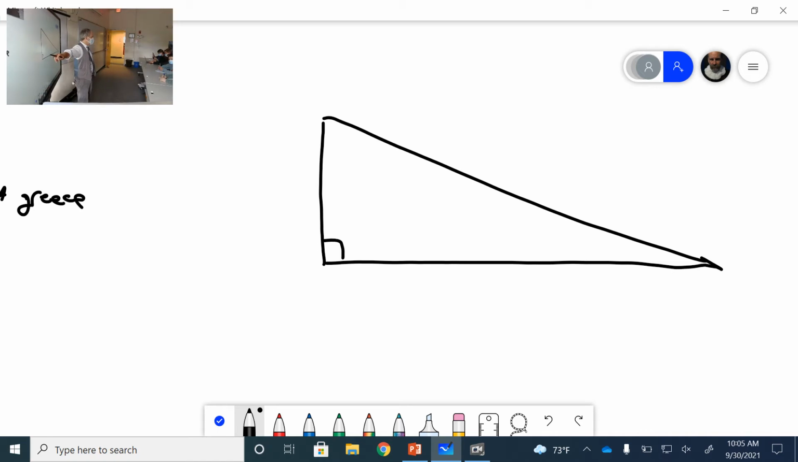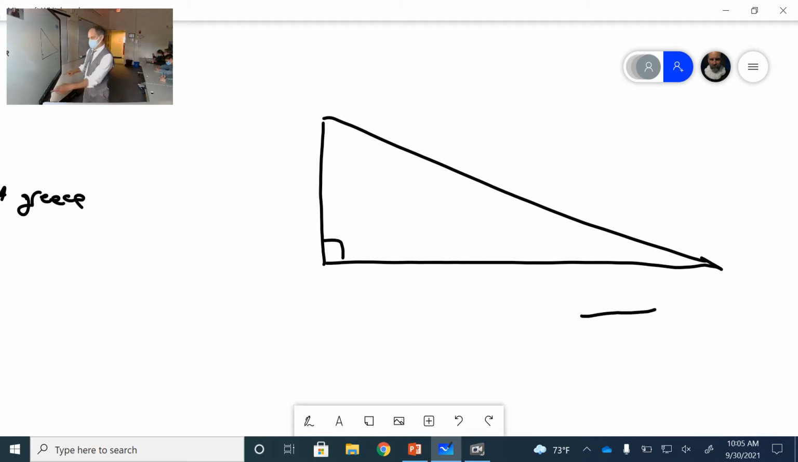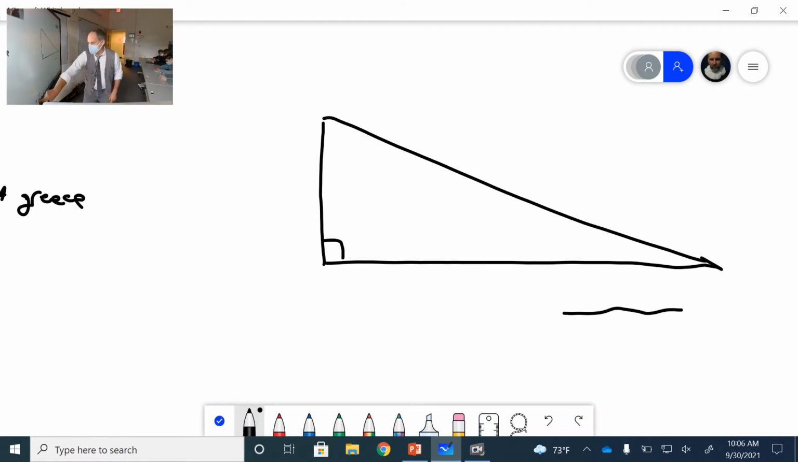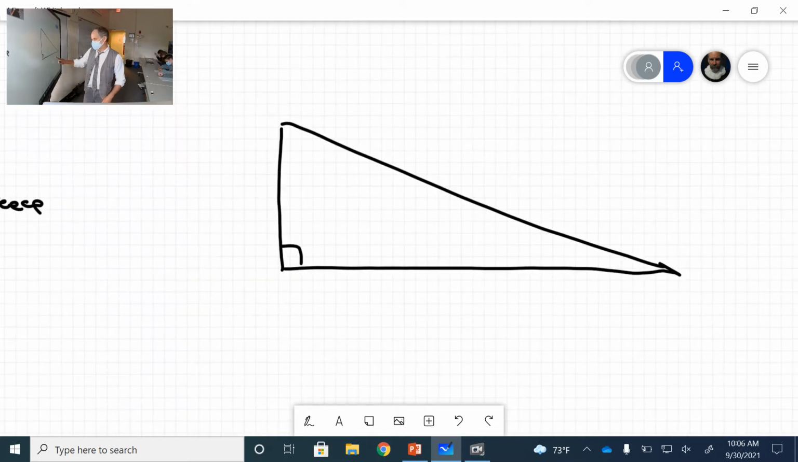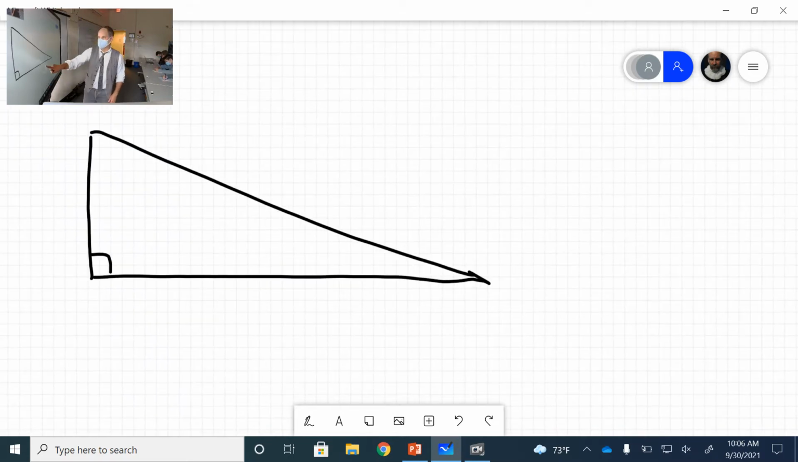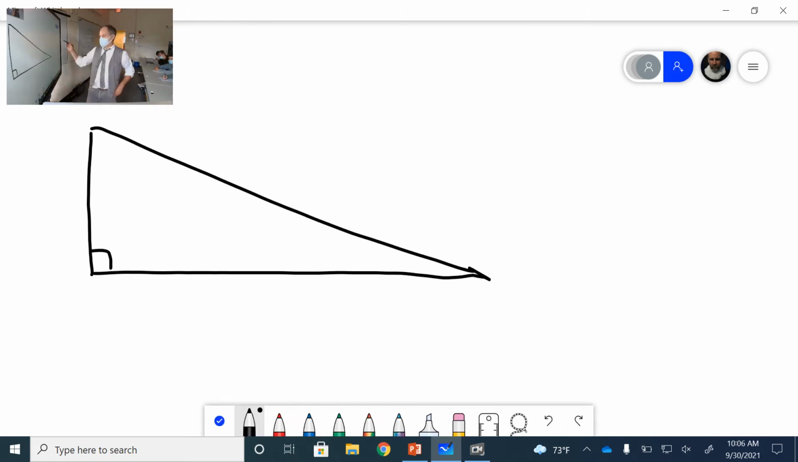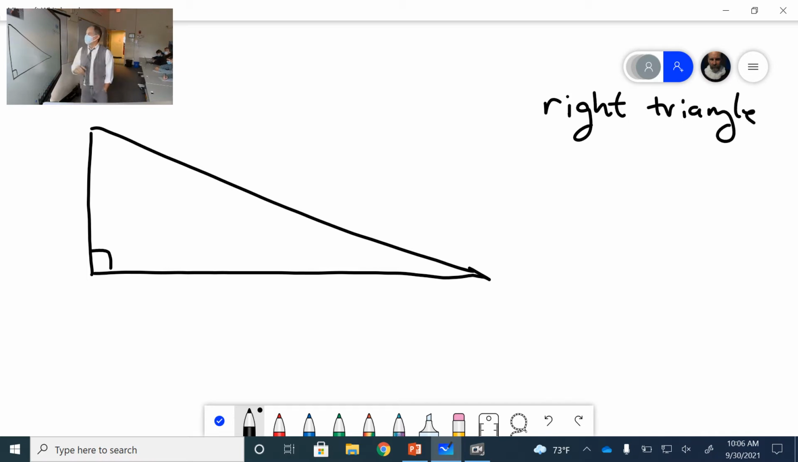What's that little thing mean there in the corner? It's a right triangle. Tell me some things about right triangles. Like, why do we care if something is a right triangle?